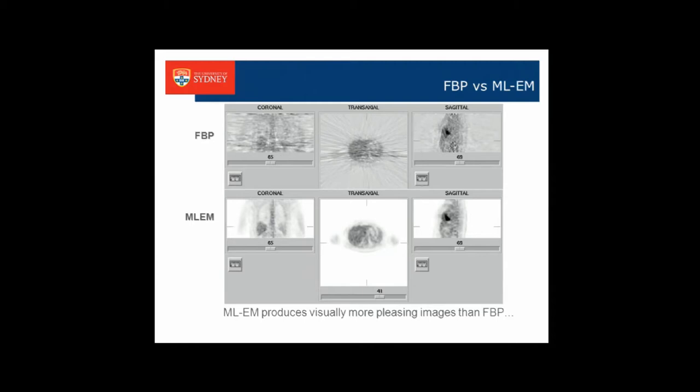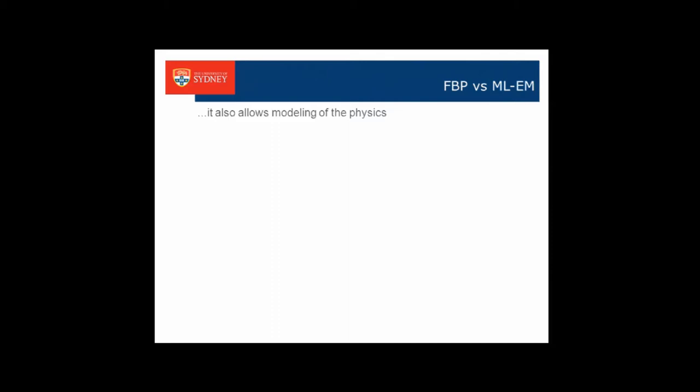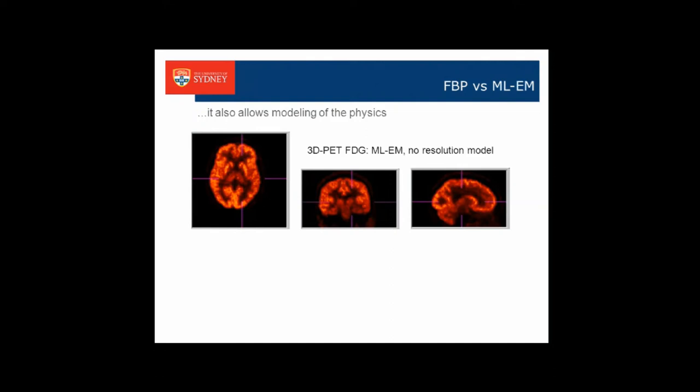But I think the other more important point is that it also allows us to model the physics. FBP doesn't have that possibility. So it allows us to model things like the photon attenuation in the body and the loss of resolution due to the finite point spread function of the system. And this example shows that.